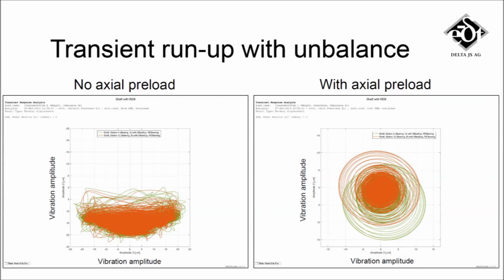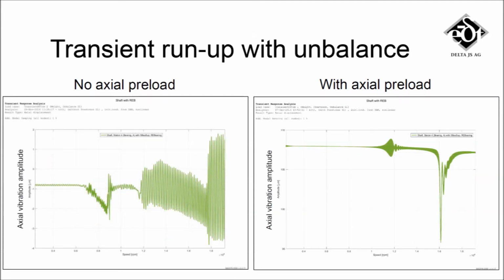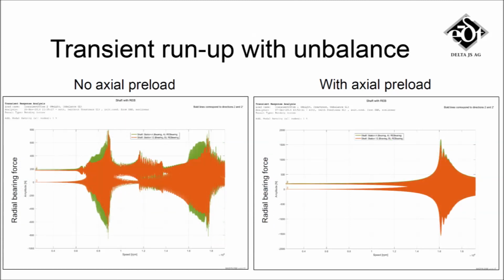In the orbit plots, it can be seen that the rotor without axial preload does not fully whirl within the bearing clearance. Rather, it moves at the bottom of the bearing because the unbalance force is relatively small compared to the weight load. Other result plots are the vibration amplitude and the bearing force as a function of the rotor speed.